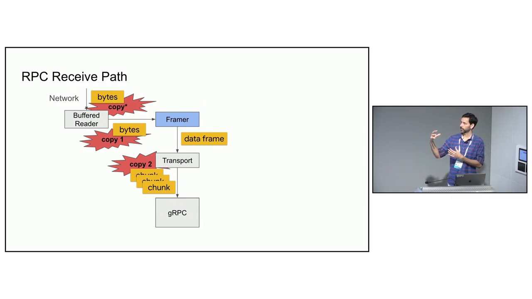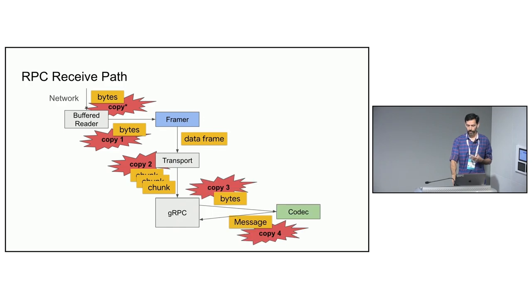If the transport doesn't make a copy, the next call to the framer will overwrite those bytes. Again, Ricardo will talk more about this. And then eventually, gRPC gives it to the codec. There's another copy. And then finally, we get to the application. So here we've seen both the send and receive paths with a lot of unwanted copies. At this point, we'll see how we addressed this issue.